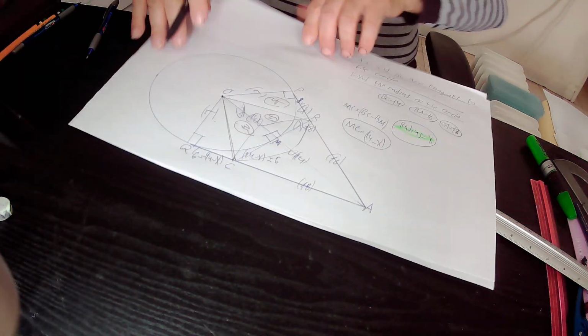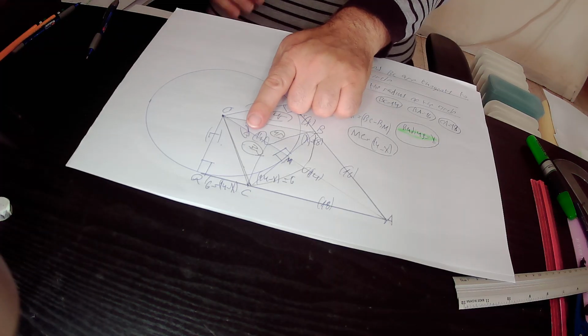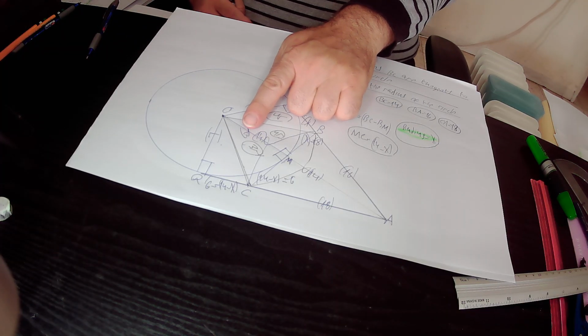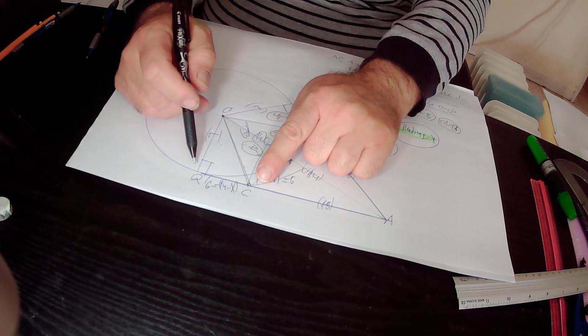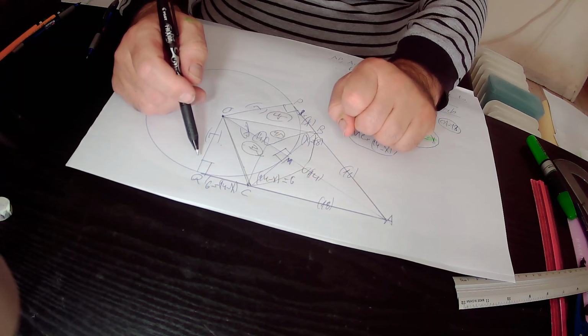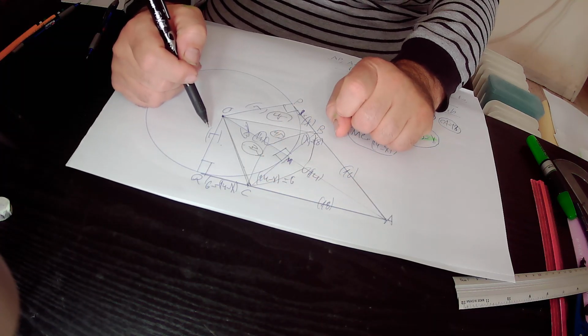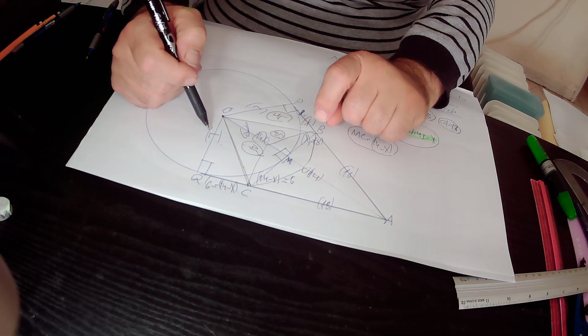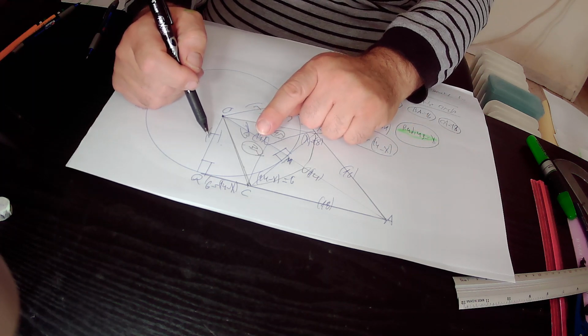And finally, what is the area of this right triangle QOC? The area of this right triangle QOC equals the base QC, that is 6, times the height QO, that is R over 2. So in total, the area of this triangle QOC equals 6R over 2. 6R over 2 is 3R.